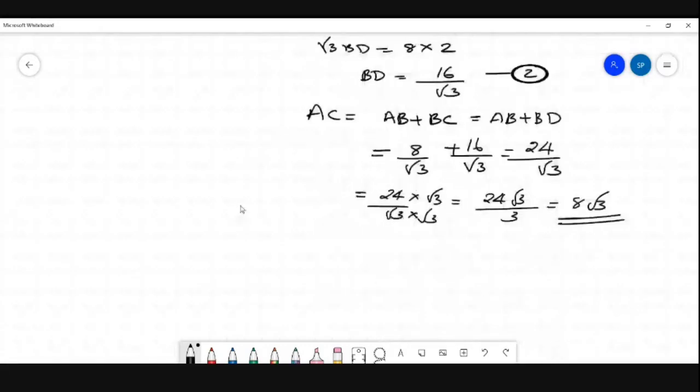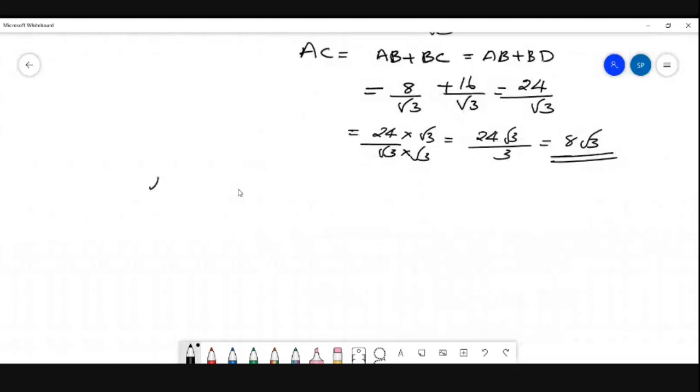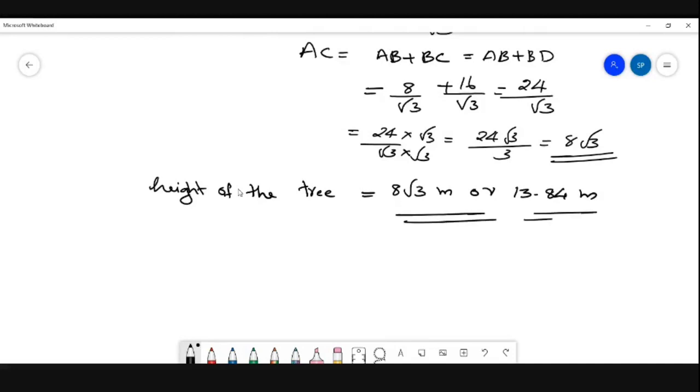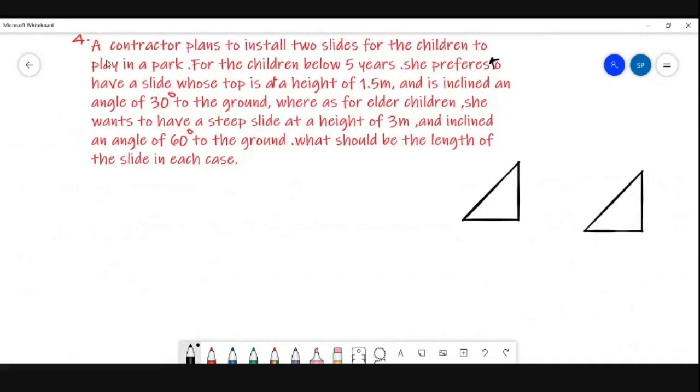See here, height of the tree is equal to 8 root 3 meter, or if you multiply with 1.73, you can see that the answer is 13.84 meter. Now the fourth question.